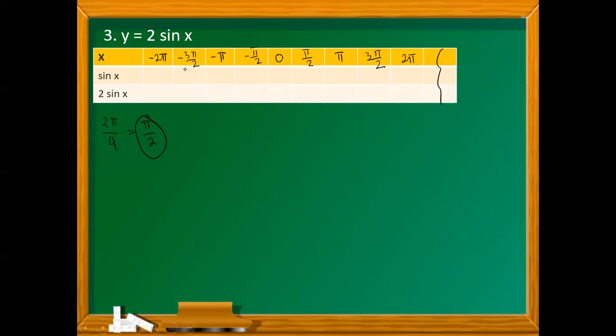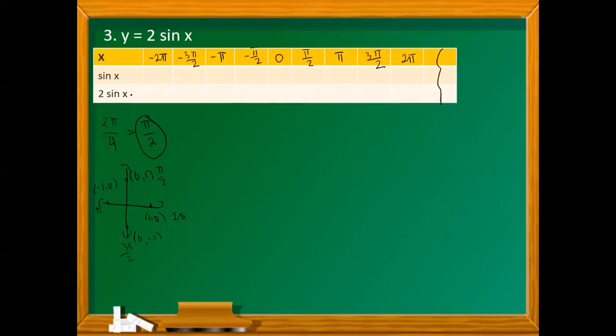So we have negative 2 pi, and we will refer again to the unit circle. So this is 1, 0. This is 2 pi, and then 0, 1 for pi over 2, negative 1, 0 for pi, and then 0, negative 1 for 3 pi over 2.